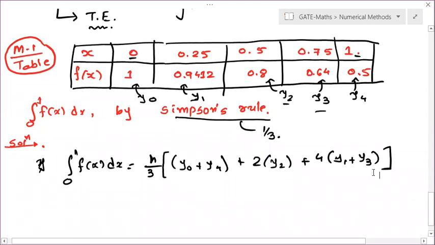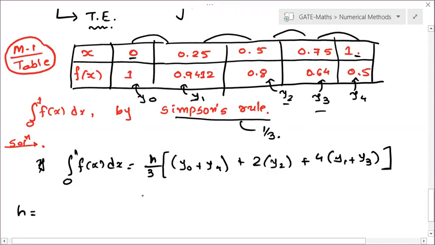Now what is required over here? First h. What is h? Step size. You can find step size by b minus a by n, or by the consecutive differences, these are all h. 0 plus 0.25, 0.25 plus 0.25, and so on. So here your h you can find directly, 0.25 minus 0, that is 0.25. And n is 4.